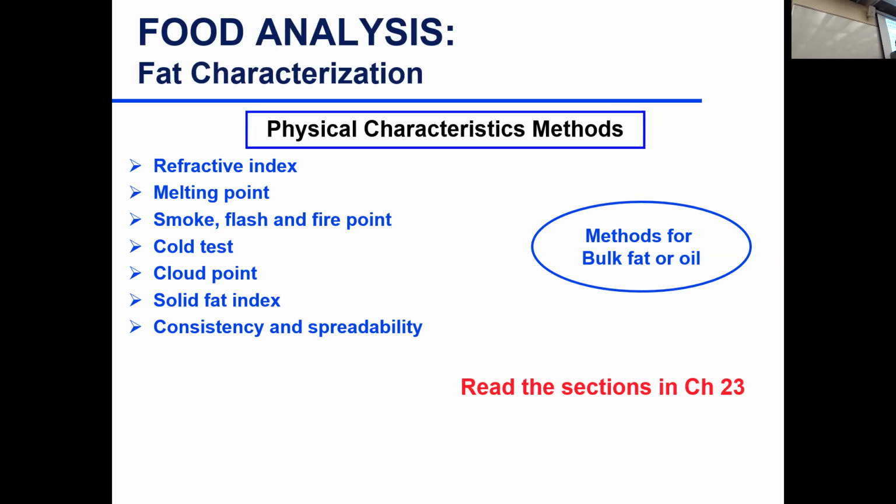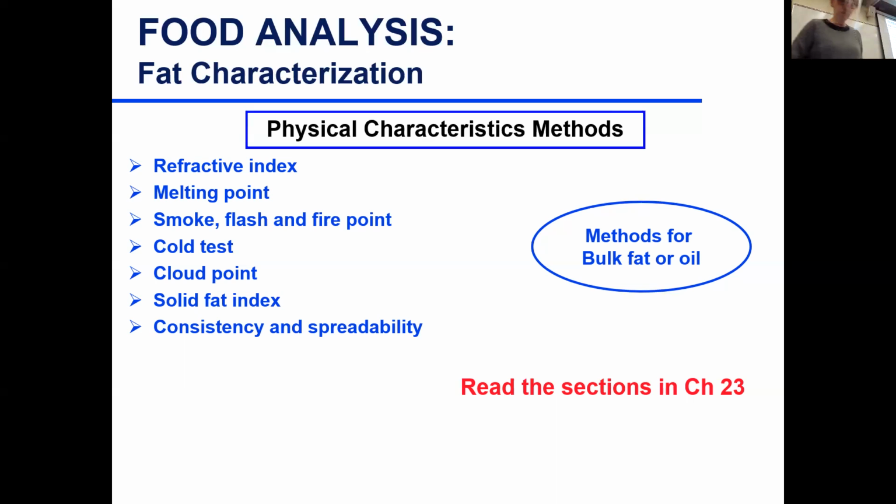Solid fat index, this relates to consistency and solubility, both are related to mouthfeel. When we eat something fatty, how much we're going to have a sensation of the melting in the mouth and the spreading in the mouth has to correlate with how much solid to liquid there is in our fat and how consistent and how much we can spread the fat. Usually consistency and spreadability are measured using a texture analyzer.